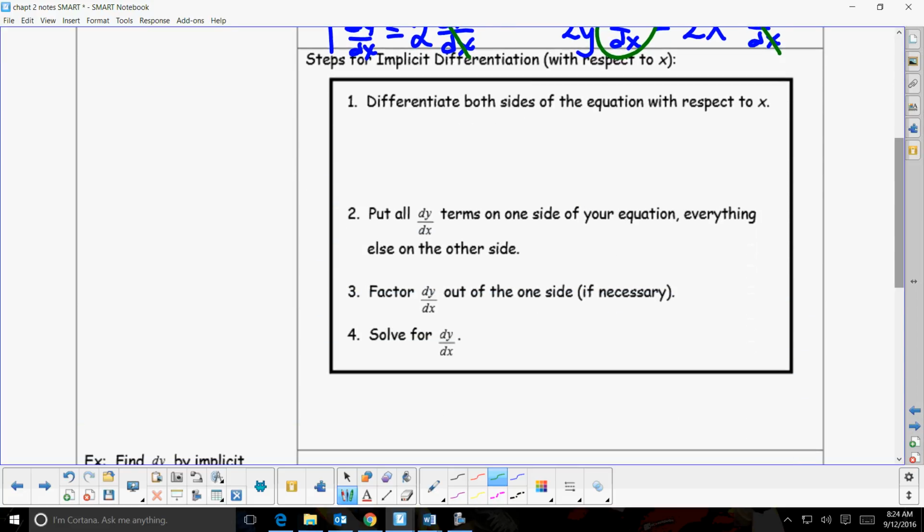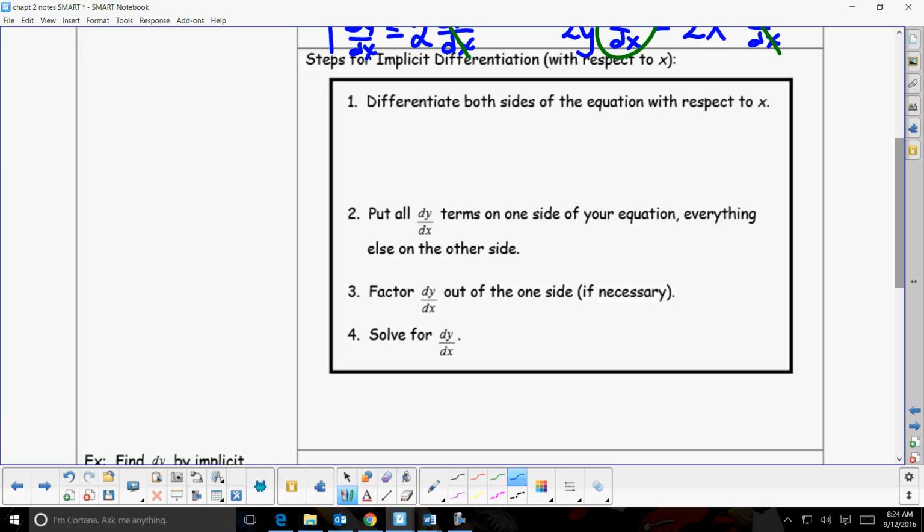Okay, so our steps. Differentiate both sides with respect to x. Put all dy dx terms on the same side. Factor out the dy dx, solve for dy dx. Okay? So that's basically how we're going to be doing these steps.